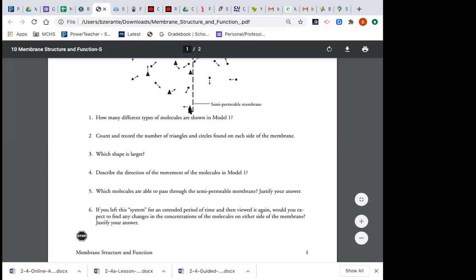Now, based on everything you've seen then, which molecules are able to cross the membrane? Which molecules were able to cross the membrane? Sheila? The circles, exactly. So the circles could cross without a problem, right? It looks like the circles are bouncing right through the cell membrane. So the circles might be something like water, okay? Water is constantly going to be able to move across the cell membrane, but the triangles were not, okay? The triangles were not.